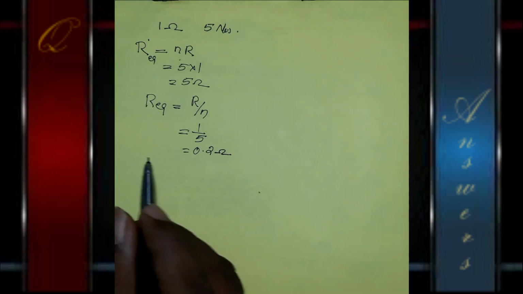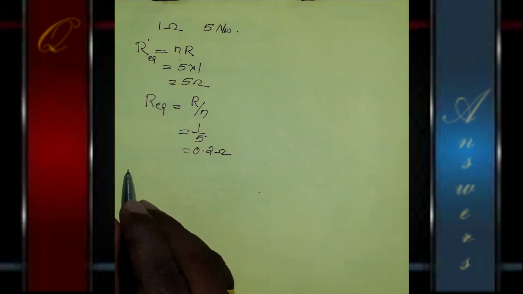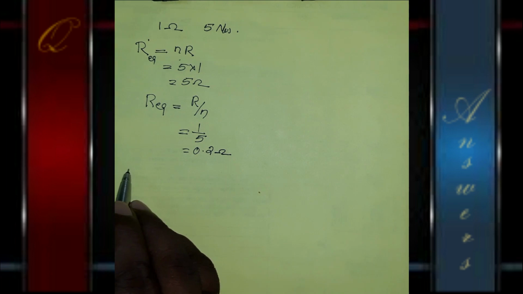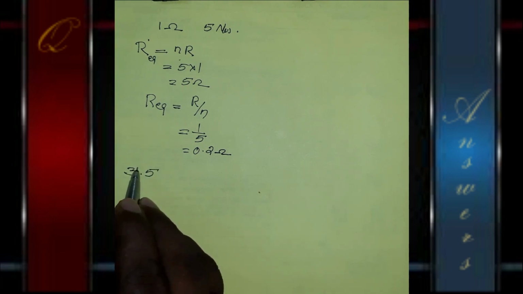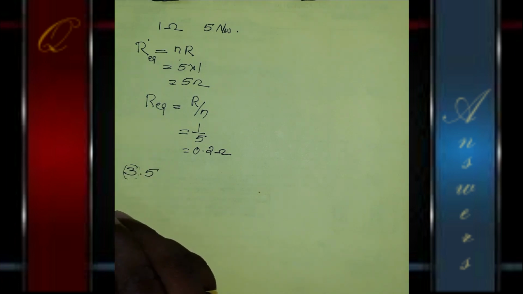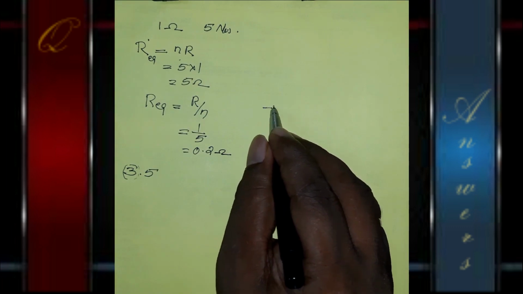We have 5 resistors of 1 ohm each, and you have to get 3.5 ohm. How will you get 3.5 ohm resistance? Suppose you are connecting 3 resistors like this.